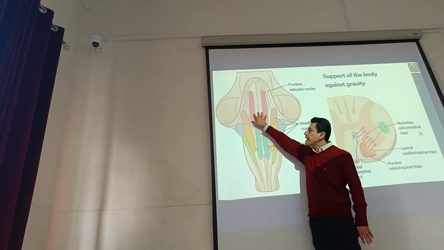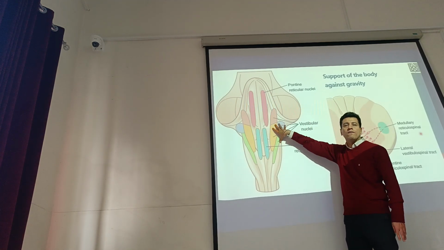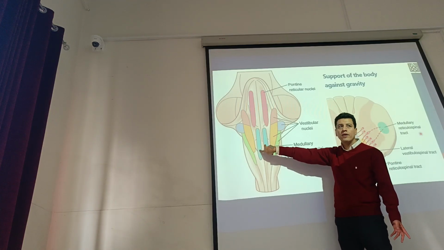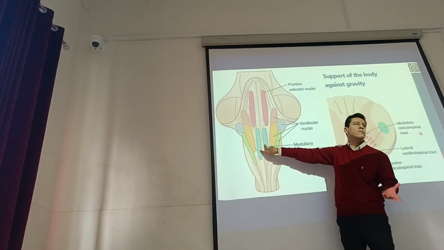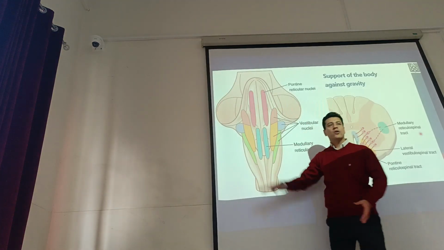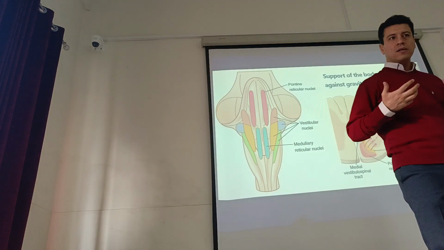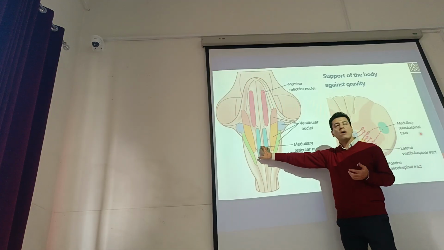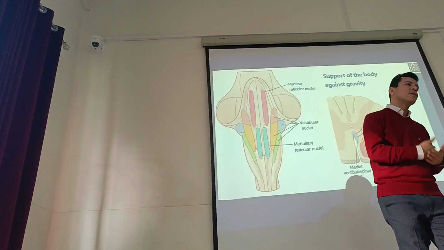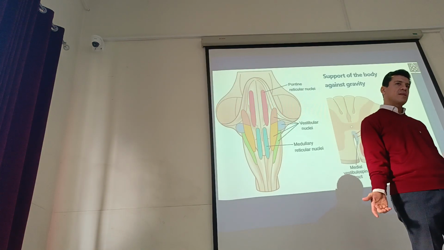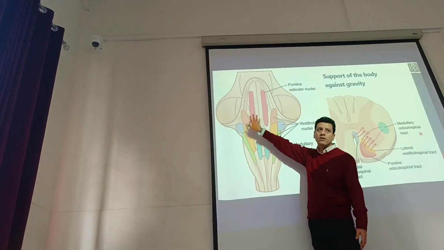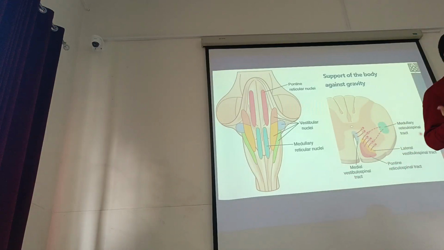Pontine reticulospinal tract and vestibulospinal tract are excitatory, but medullary reticulospinal tract is inhibitory, right? So these nuclei cause contraction of the muscles, but this one causes relaxation of the muscle. So the action of medullary reticulospinal tract is relaxation of the muscles, but the action of vestibulospinal tract and pontine reticulospinal tract is contraction of the muscles.